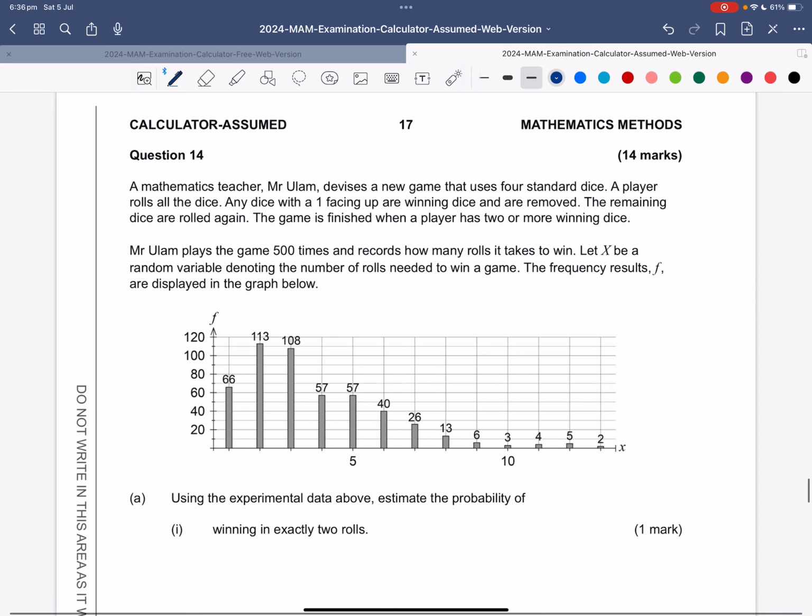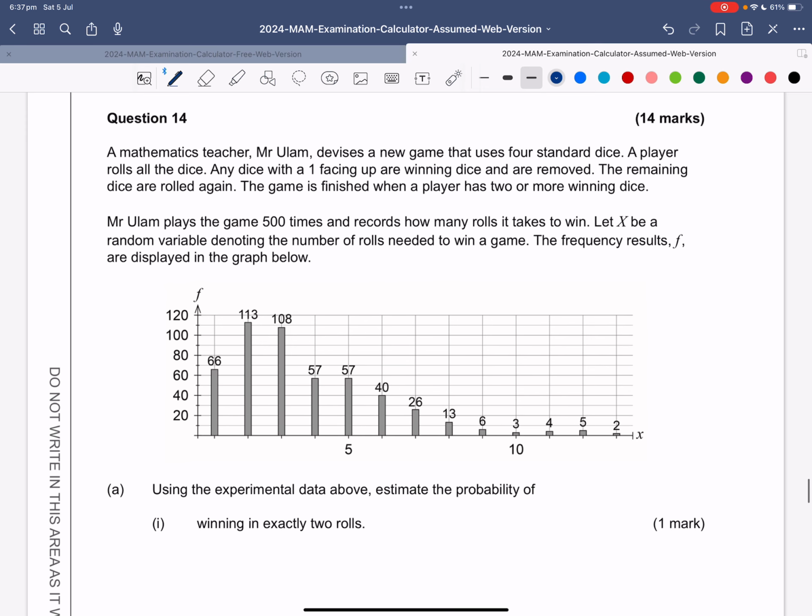As a maths teacher, Mr. Ulam devised a new game that had 4 standard dice. Standard dice meaning dice with a uniform discrete random variable of 1 to 6. A player rolls all the dice. Any dice with a 1 facing up are removed. The remaining dice are rolled again. The game is finished when the player has 2 or more winning dice. So the winning dice are removed, and as soon as someone collects 2 or more ones, we remove them.